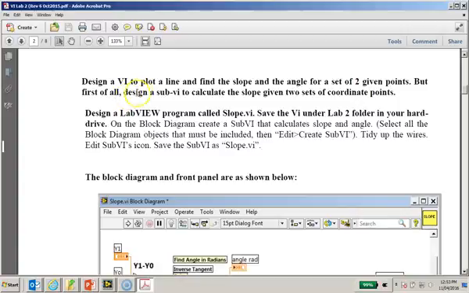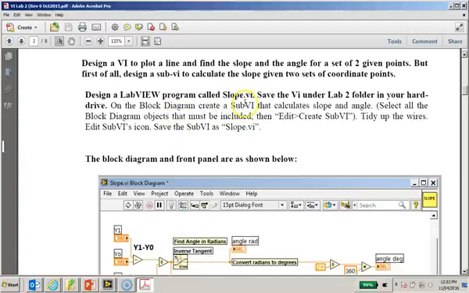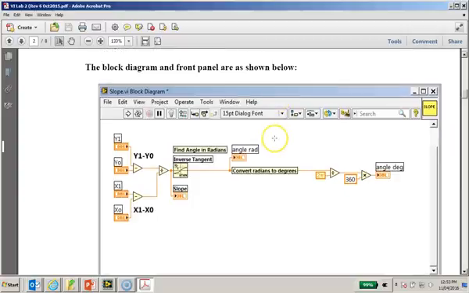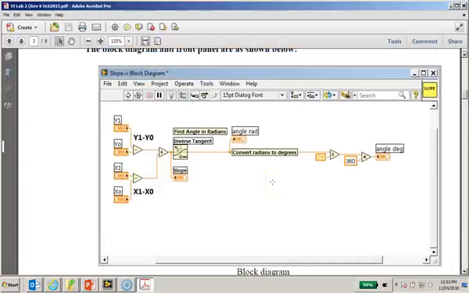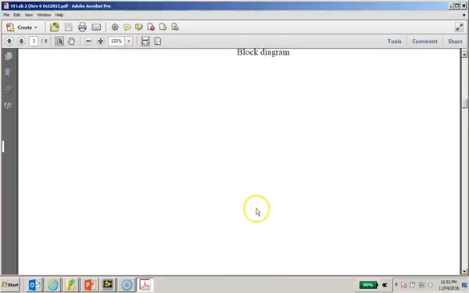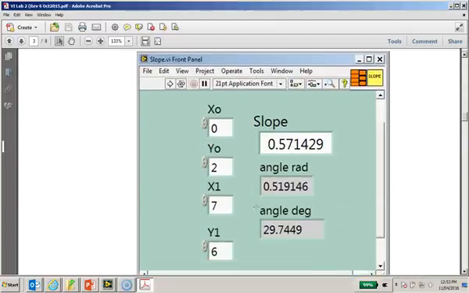Now, you are required to design a VI to plot a line and find the slope and the angle for a given set of two points. But first of all, we need to create a sub VI to calculate the slope of the set of coordinates. So if you read further, we will create a sub-VI called slope.VI. This is the block diagram of the intended code that we will construct in LabView. This will be the intended front panel of this function.